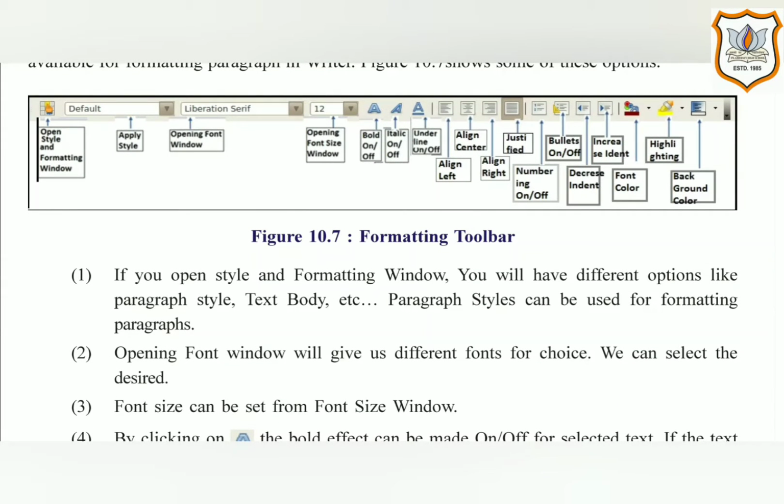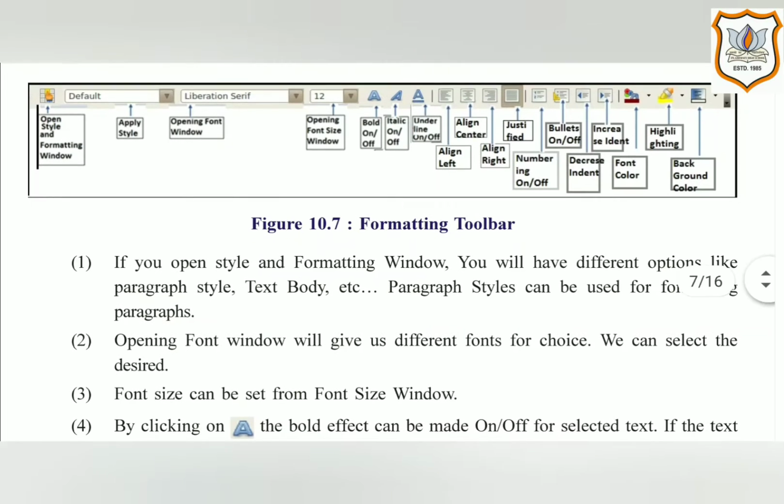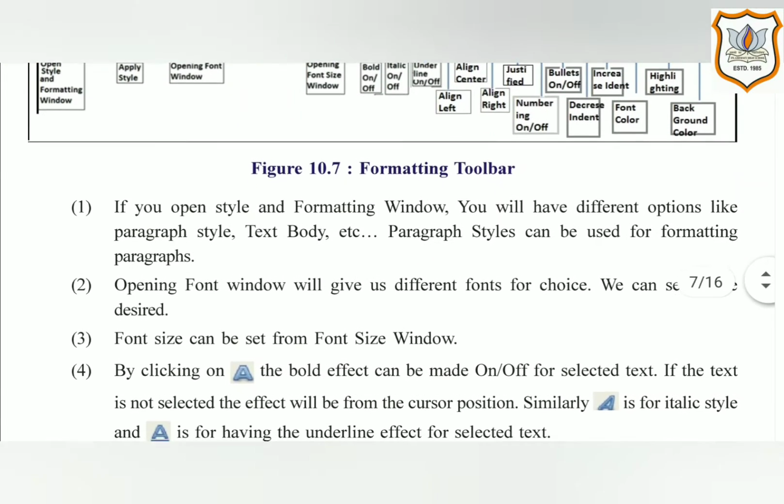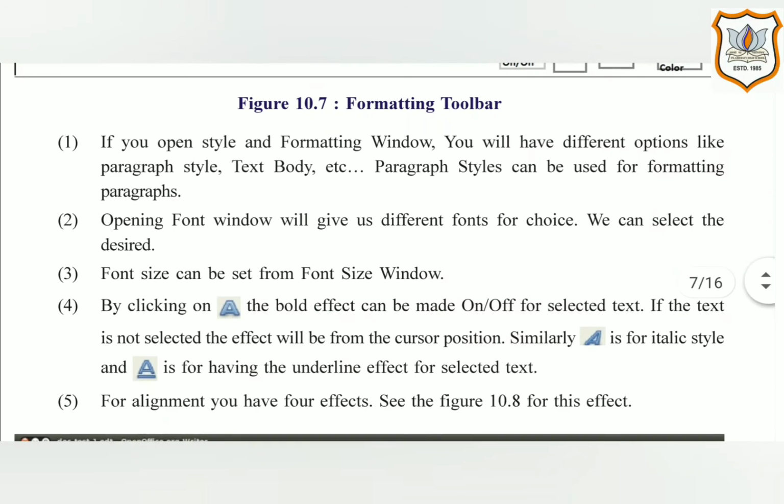If you open Style and Formatting window, you will have different options like Paragraph, Style, Text, Body, etc. Paragraph styles can be used for formatting paragraph. Opening font window will give us different fonts for choice. We can select the desired one.